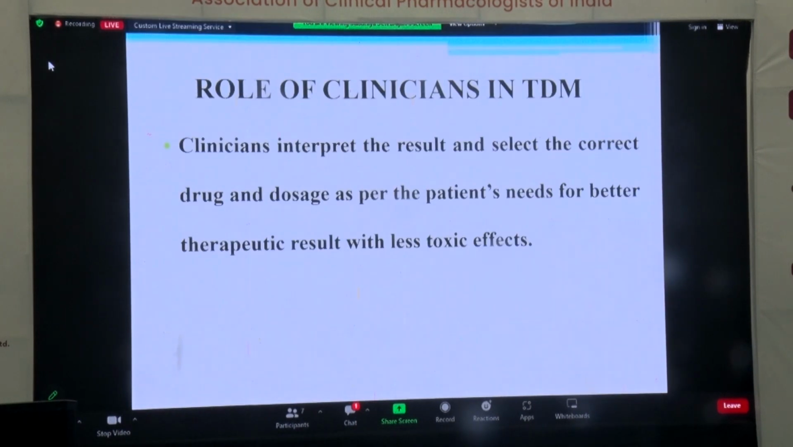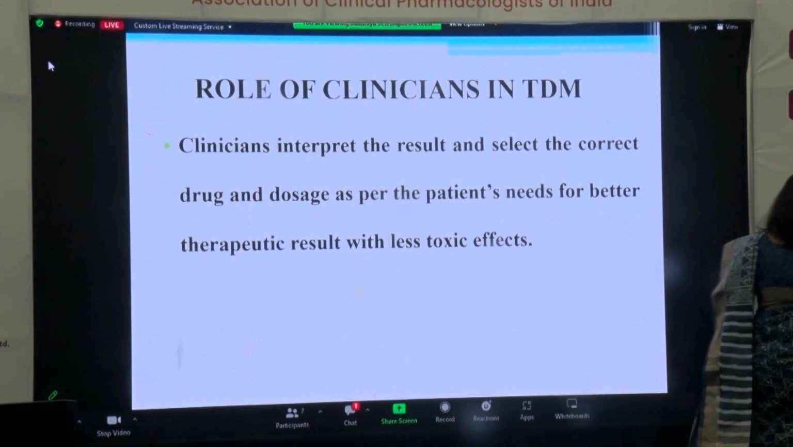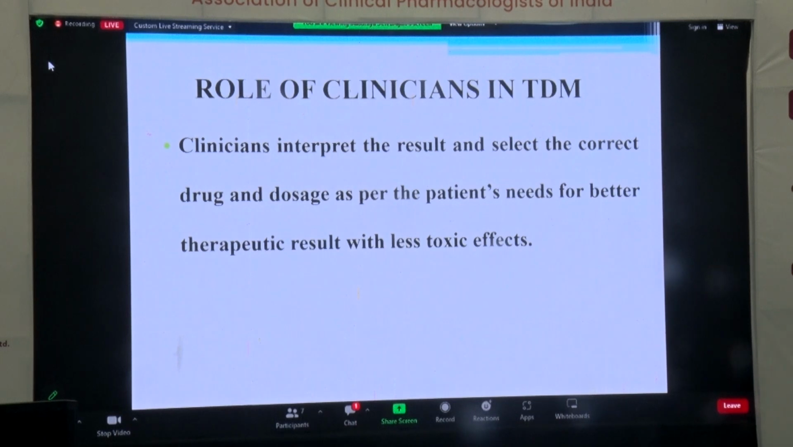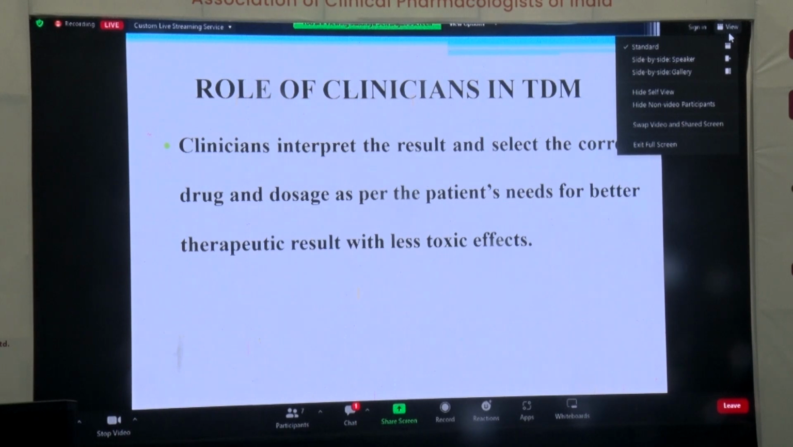So what is the role of clinicians in TDM? They have a major role. They are the ones who suspect it could be treatment failure or toxicity and send the samples. But when they send the samples, they should also know what they are looking for, what sample needs to be taken and what instructions need to be given to the patient. So that when they come to the lab, the proper sample is taken and appropriate results are given to the clinicians. And after getting the results, the clinicians should also interpret them accordingly.